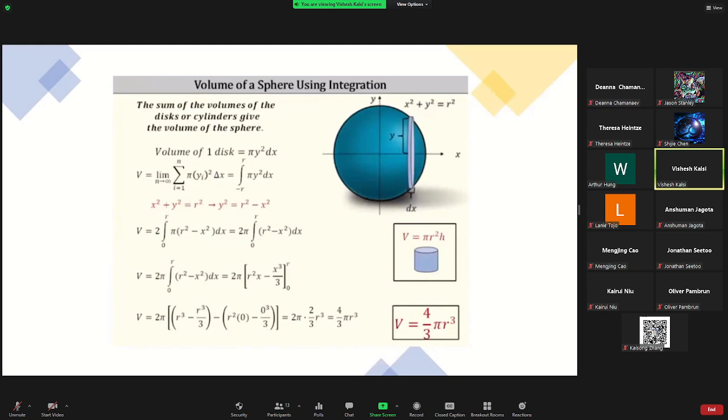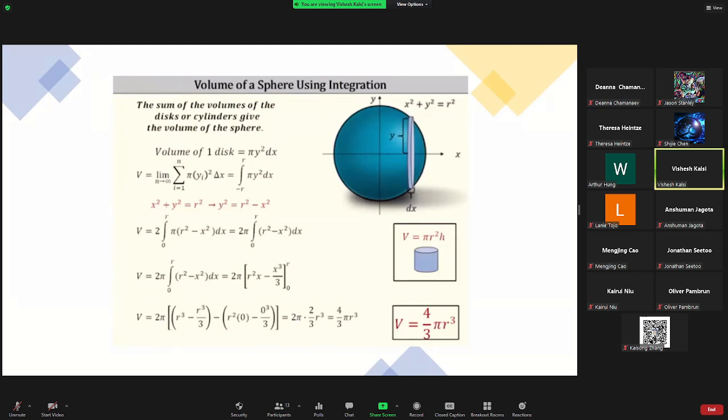Now to determine the volume of the sphere, we can think of making vertical slices of the sphere, where each vertical slice would be a disk or right circular cylinder. The volume of a right circular cylinder is pi r squared h, and for this disk, the radius is y and the height would be a small change in x, represented by delta x or differential x. So the volume of one disk, for one slice of the sphere, equals pi y squared dx.